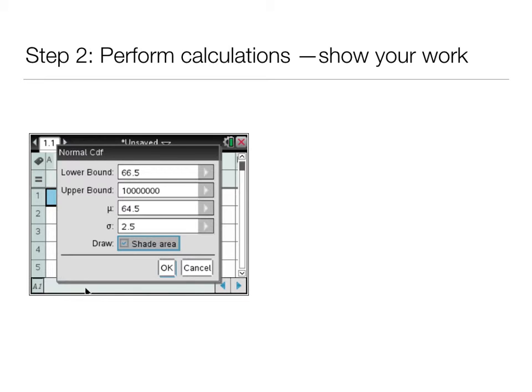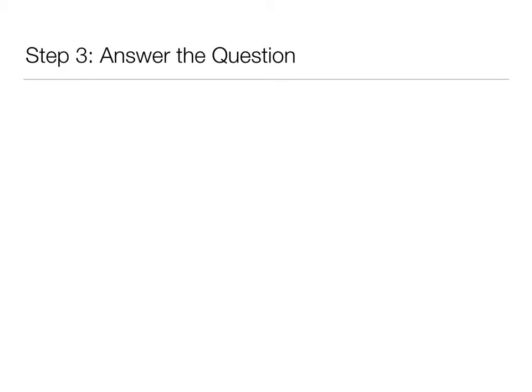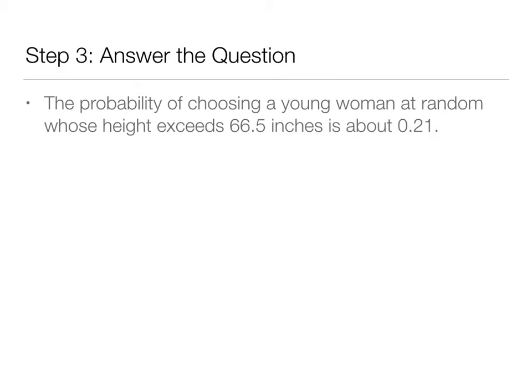Plug it in with a mean of 64.5 and standard deviation 2.5. And we get a probability of 0.2, not 1, I don't know why I said 1, 0.211855. And so around 20-ish%. And so answer the question: the probability of choosing a young woman at random whose height exceeds 66.5 inches is about 0.21.